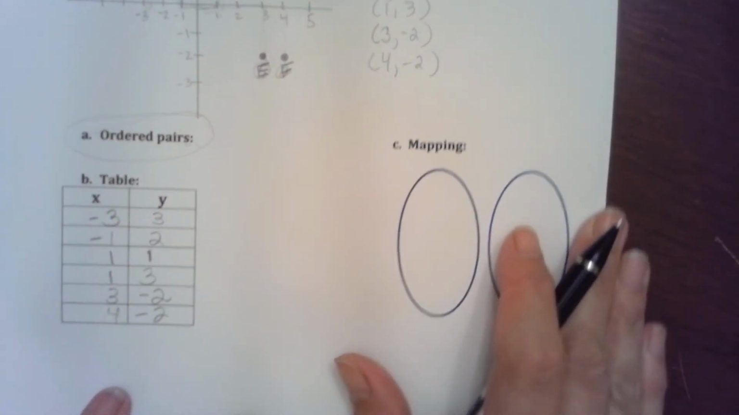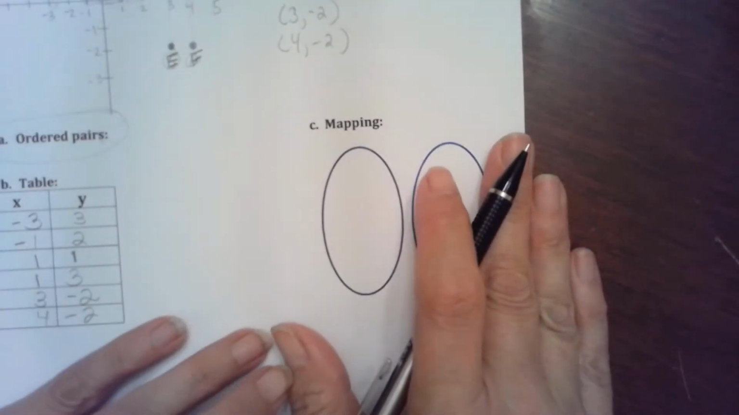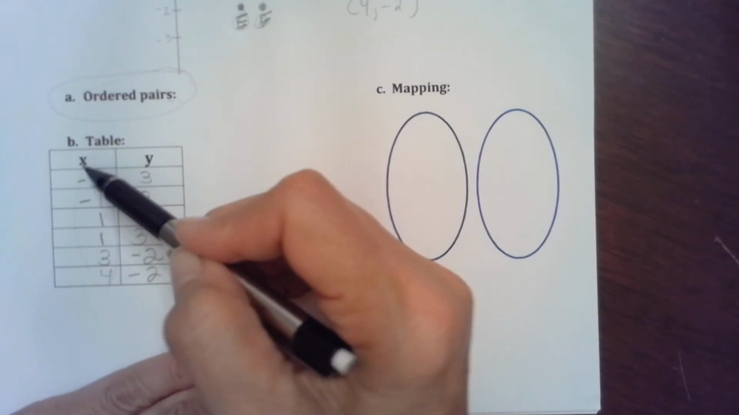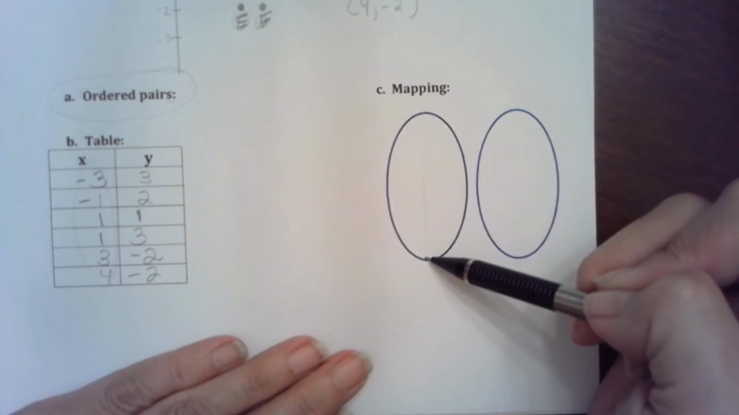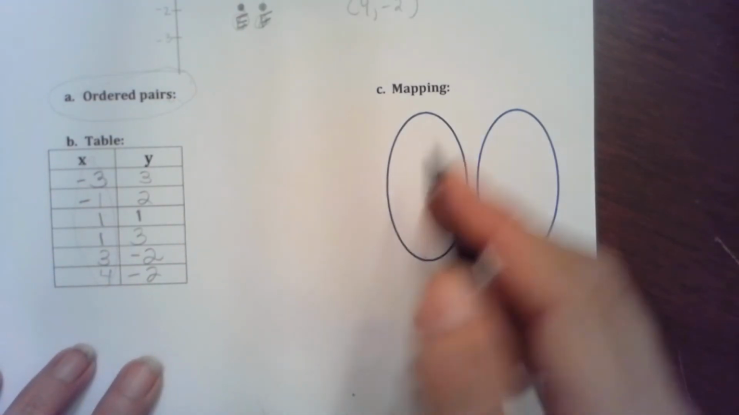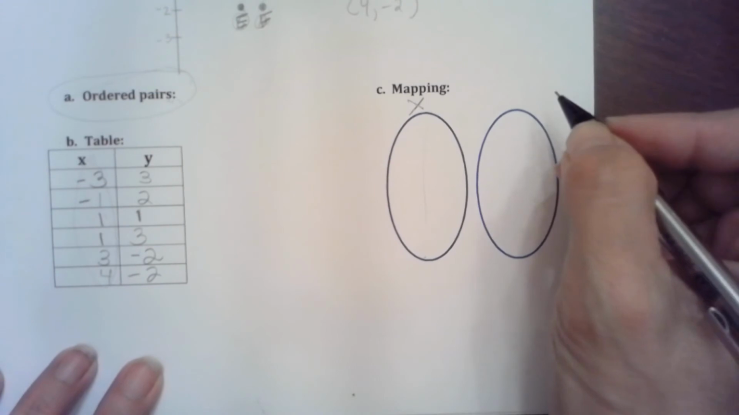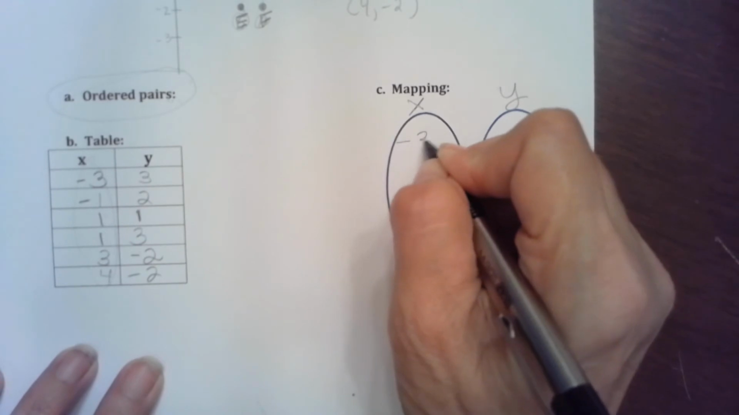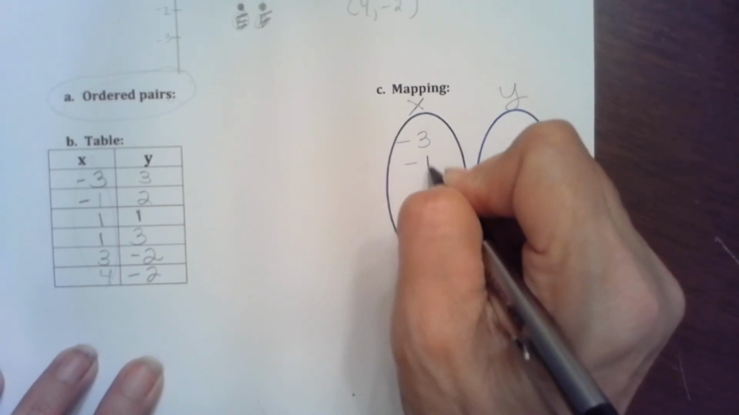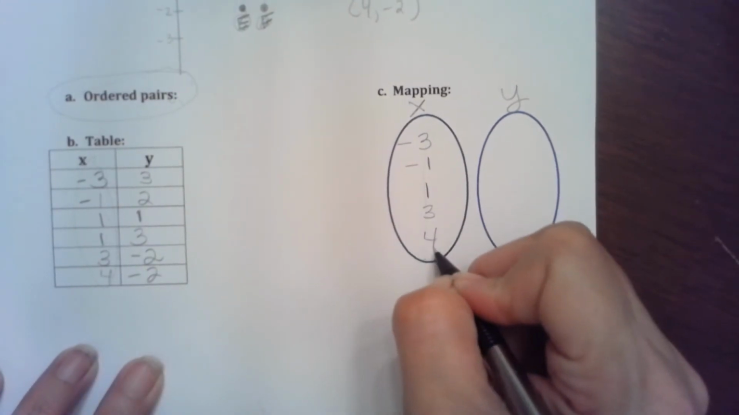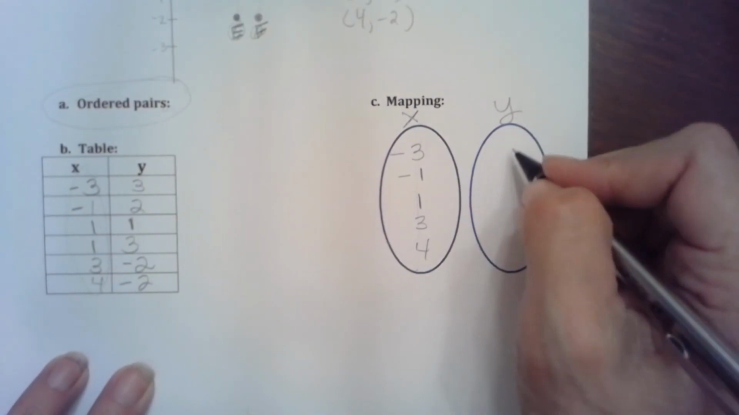All right, now mapping. Okay, so for the mapping, what we want to do is take all these x values and put them in this first oval. But we don't want to write anything twice. So you see here how 1 appears more than once? We're only going to write it one time in our oval. So the x values go in the first one, the y values in the second one. They don't have to be in order. I'm just going to start writing -3, -1, 1. Remember, don't repeat it. Just go on to the 3 and the 4.